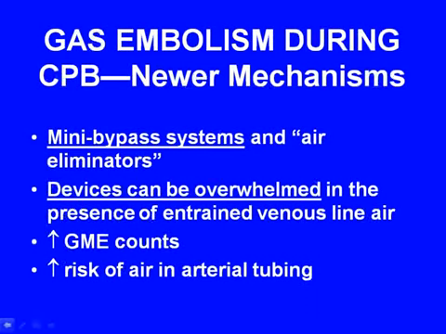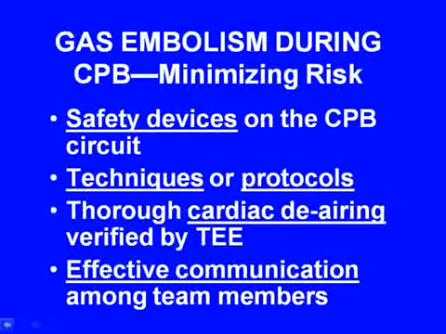Manufacturers have developed various so-called air eliminators to deal with entrained venous line air, but these devices can be overwhelmed, and they again will increase GME counts on the arterial side of the circuit and even can lead to gross air embolism in the arterial side.